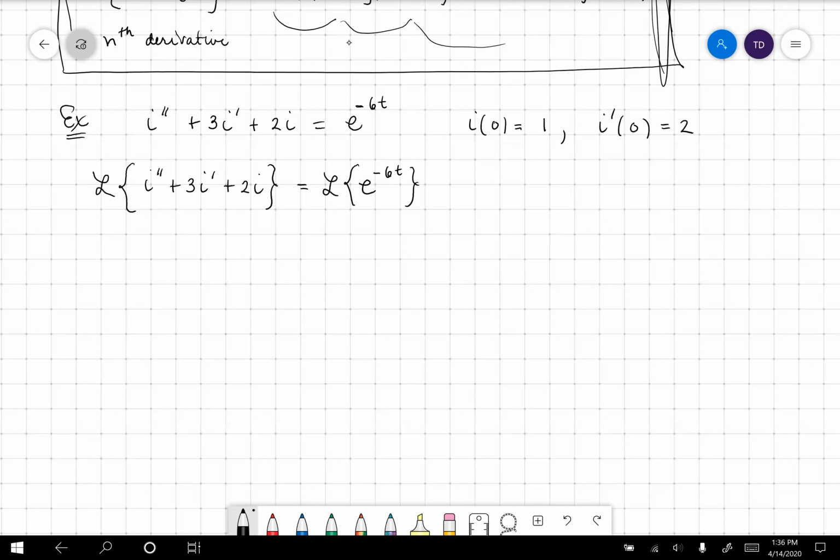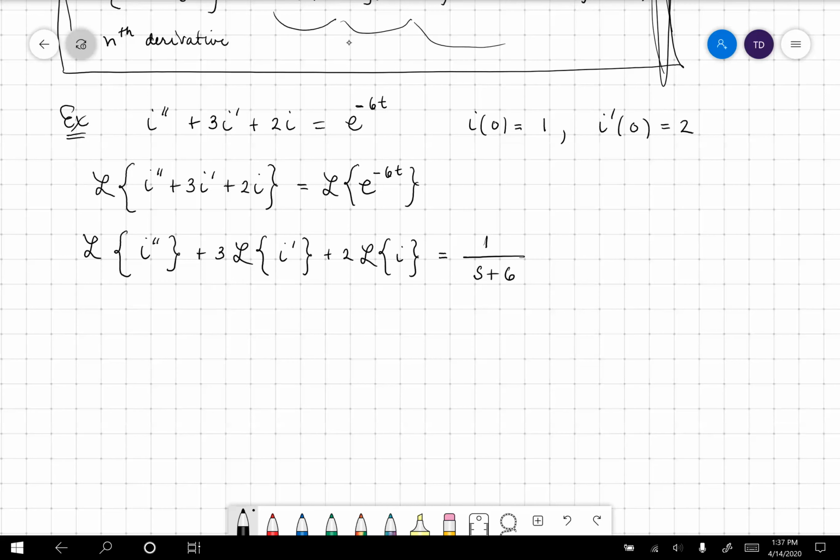Okay, I'm going to remind you on the left-hand side, this is the Laplace transform of i double prime plus 3 times the Laplace transform of i prime plus 2 times the Laplace transform of i, and that is equal to the Laplace transform of e to the minus 6t, 1 over s plus 6. Now, in general, what you and I are doing is we're solving for what is the function i that satisfies this differential equation. And this is how we would solve for it.